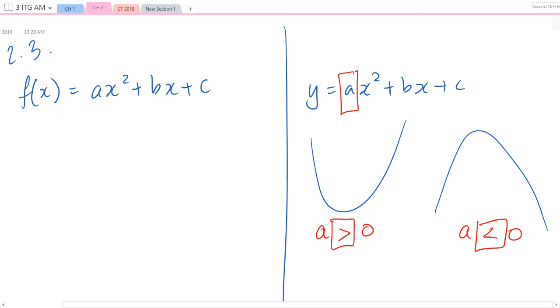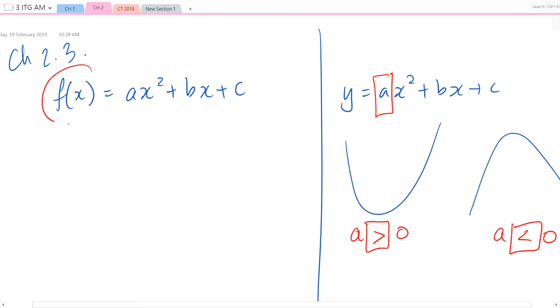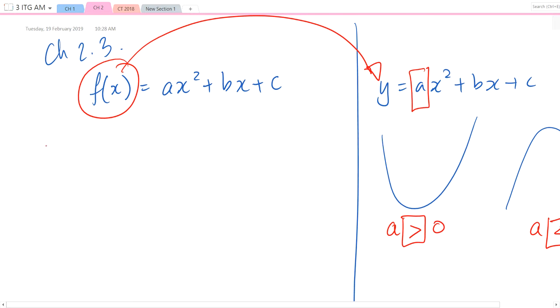Okay? So it's the same over here. We are simply replacing y with f(x) because that's what we are comfortable with in A-Maths, right? It's just a function. So here we will still get a parabola opening upwards or opening downwards depending on the sign of the value of a. And we have learned how to complete the square. You learned how to sketch the graphs already.